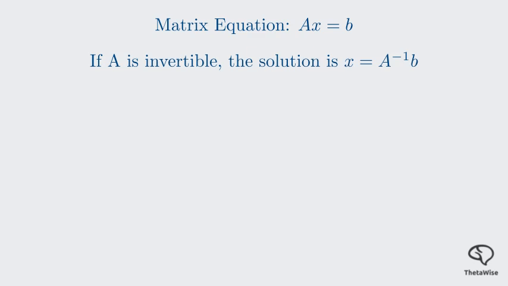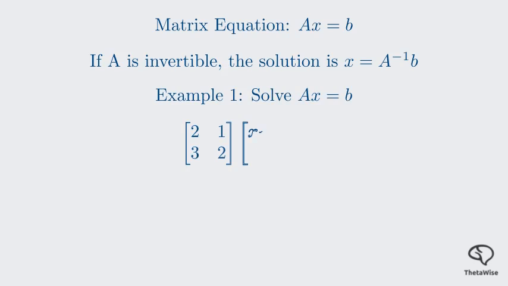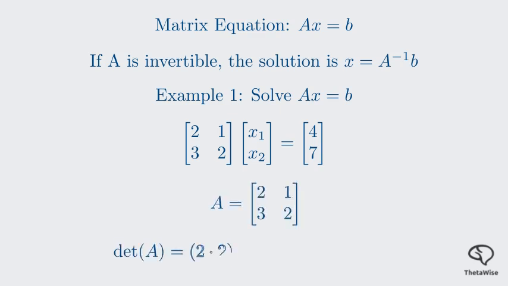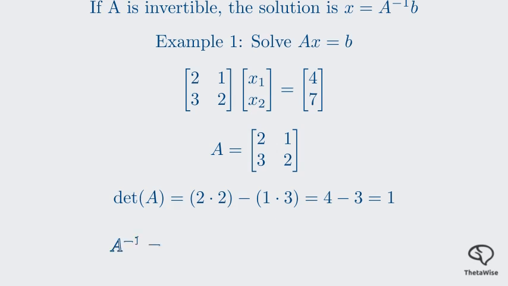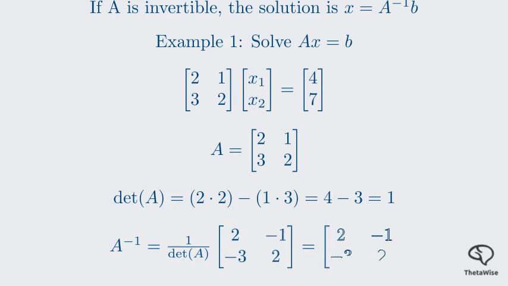Let's see this in action with an example. Suppose we want to solve the equation. The matrix 2, 1, 3, 2 times the vector x1, x2 equals the vector 4, 7. First, we need to find the inverse of our matrix A. For a 2 by 2 matrix, the inverse is 1 over the determinant times the adjoint matrix. The determinant of A is 2 times 2 minus 1 times 3, which is 4 minus 3, or 1. The adjoint matrix is found by swapping the diagonal elements and negating the off-diagonal elements. So A inverse is 1 over 1 times the matrix 2, minus 1, minus 3, 2.